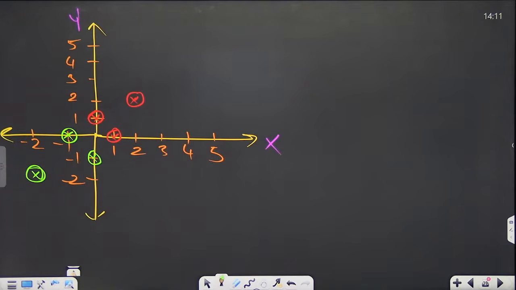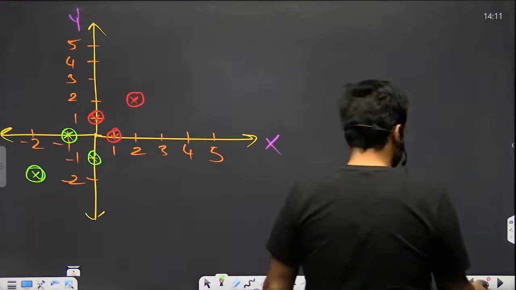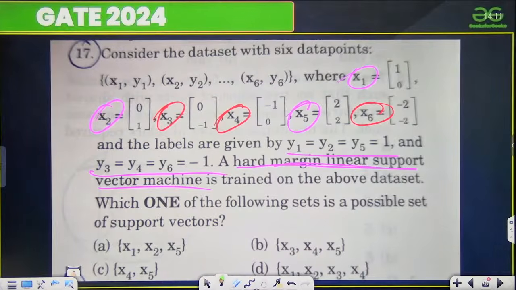Now what is this asking you? He asks you which one of the following sets is a possible set of support vectors. Which of these can be a possible set of support vectors?